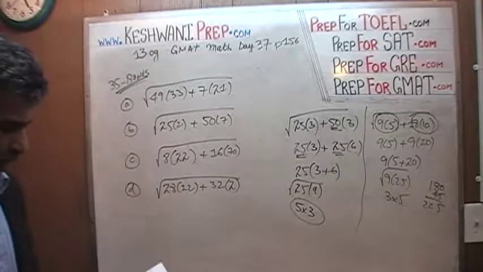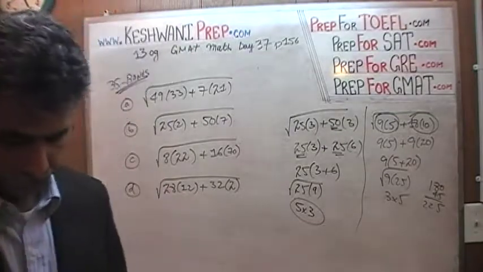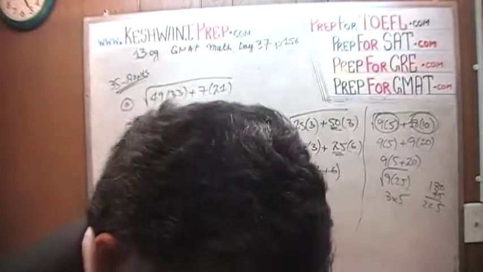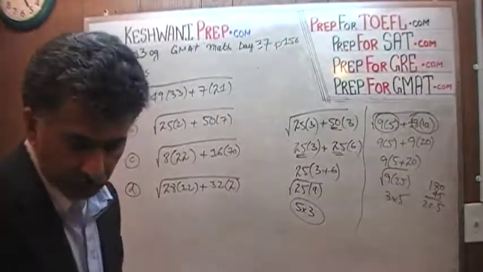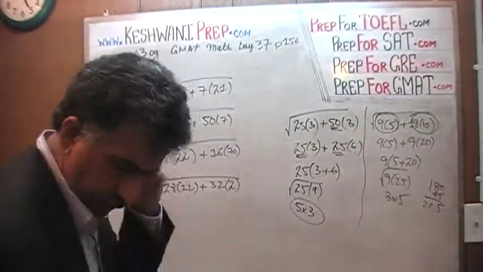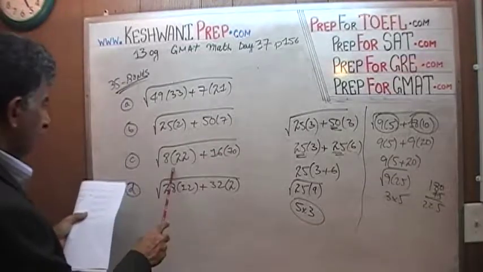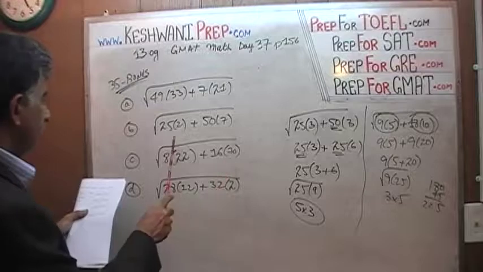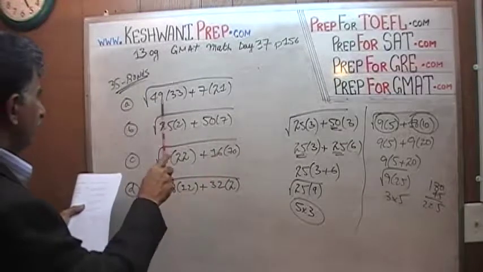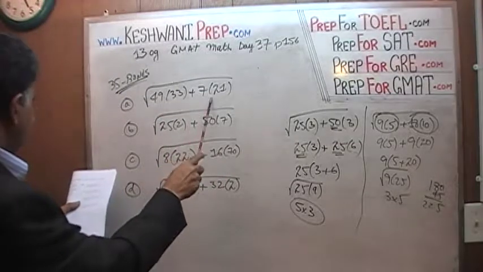That is our homework for tomorrow. We're going to work on these questions tomorrow. Before I stop, I want to make sure that I didn't make any boo-boo, so we're going to reread it together. 28 times 12 plus 32 times 2, 8 times 22 plus 16 times 70, 25 times 2 plus 50 times 7, 49 times 33 plus 7 times 21.